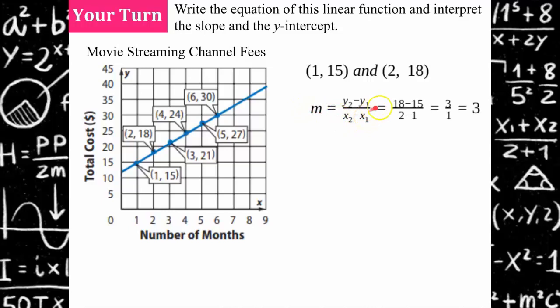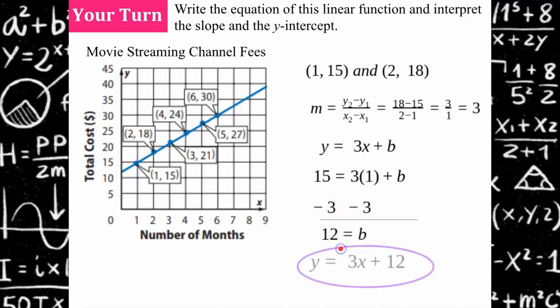So here's my slope formula. I plugged in the y-coordinate from point 2, the y-coordinate from point 1, and subtracted, and the x-coordinates. 18 minus 15 is 3. 2 minus 1 is 1, for a slope of 3. I plugged in my slope for m in my slope-intercept form. Now I'm going to use this point, 1, 15. I'm going to plug in 15 for y and 1 for x and solve for b. Subtracting 3 from both sides, I get that my y-intercept is 12, giving me the equation of the line being y equals 3x plus 12.